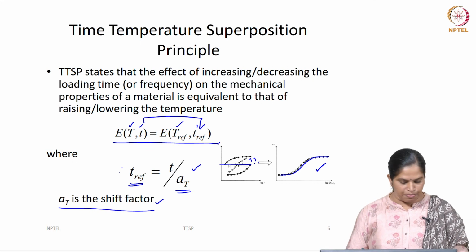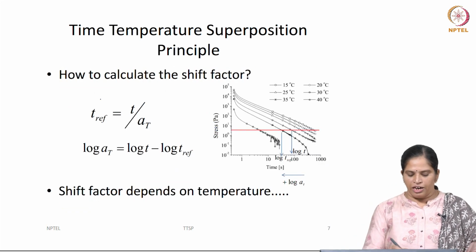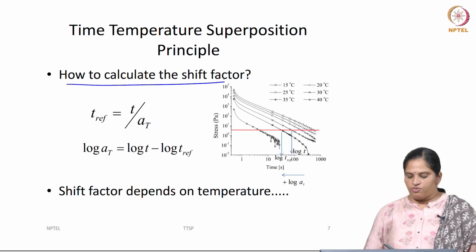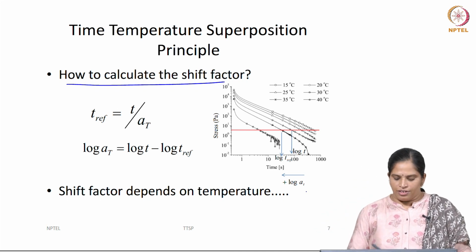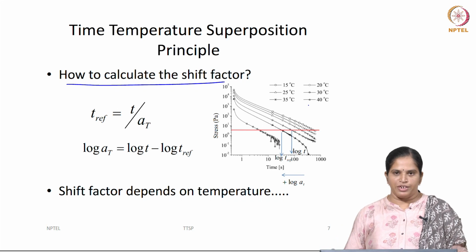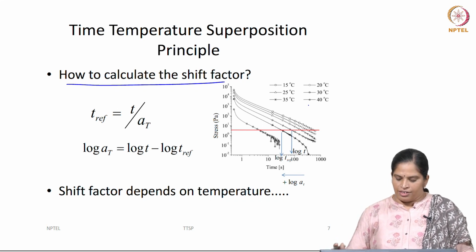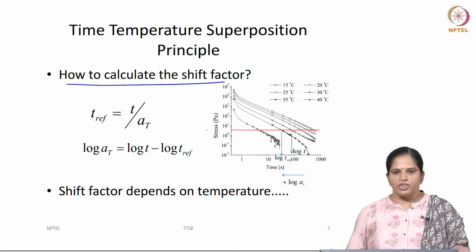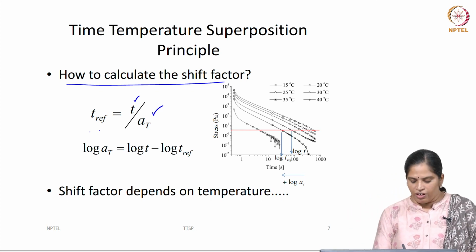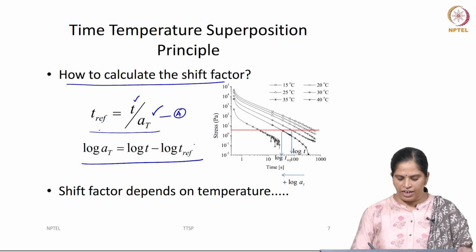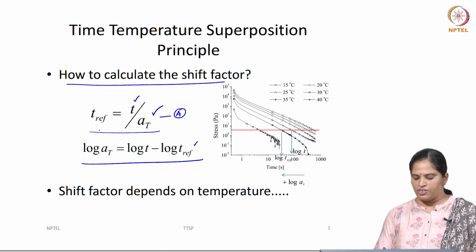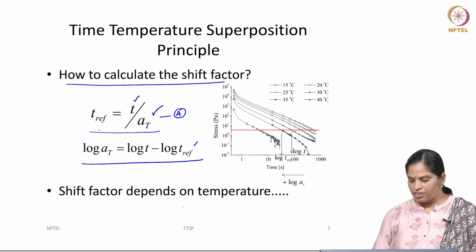Now, what is A_T? How to calculate this value? For calculation of this value, we just use experimental data and equate the modulus value. Now, if you take the logarithm of this equation, say equation A, you will get, in log scale, log A_T equal to log T minus log T reference.